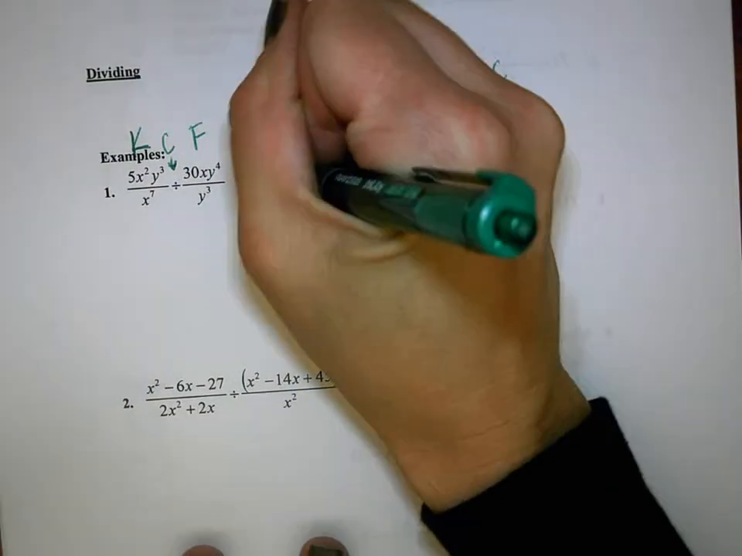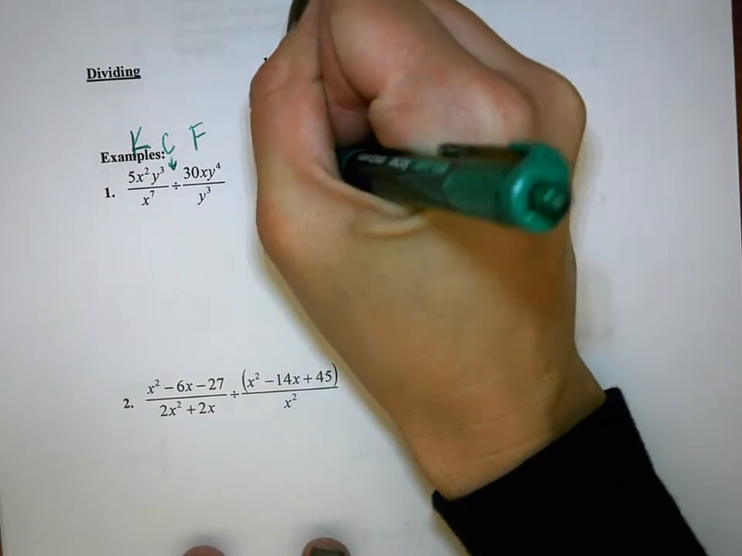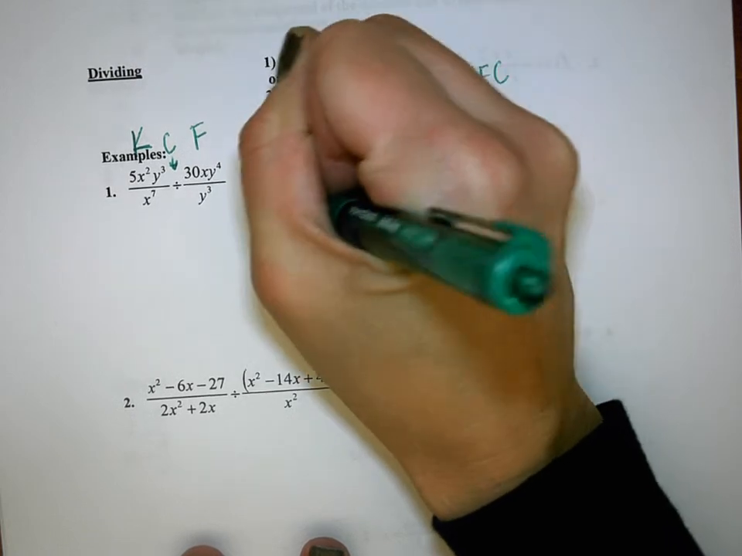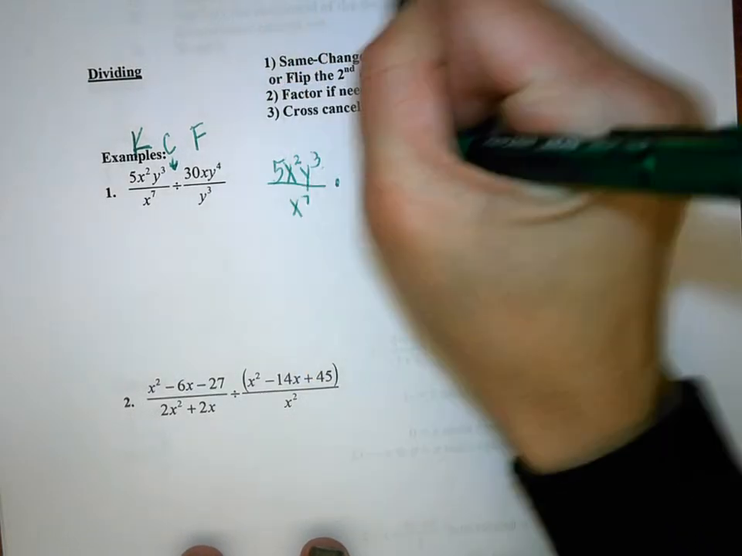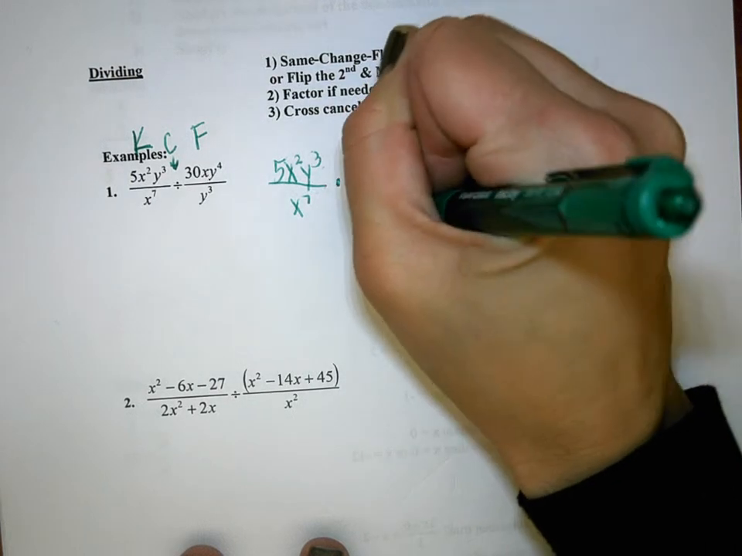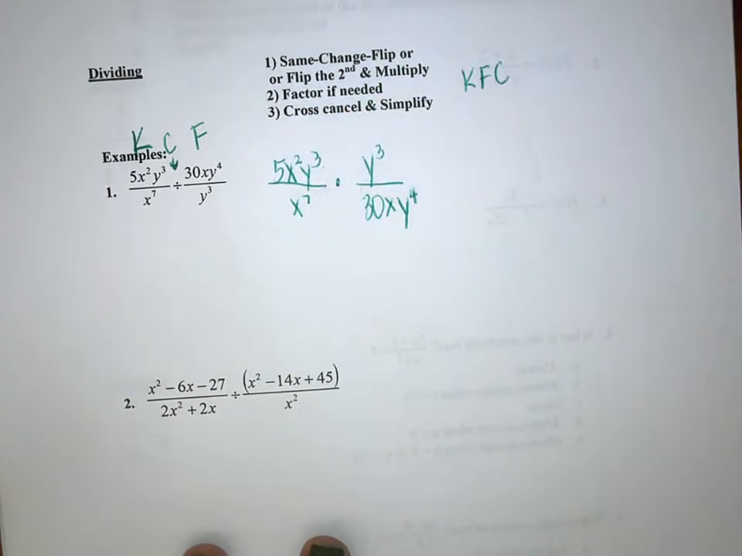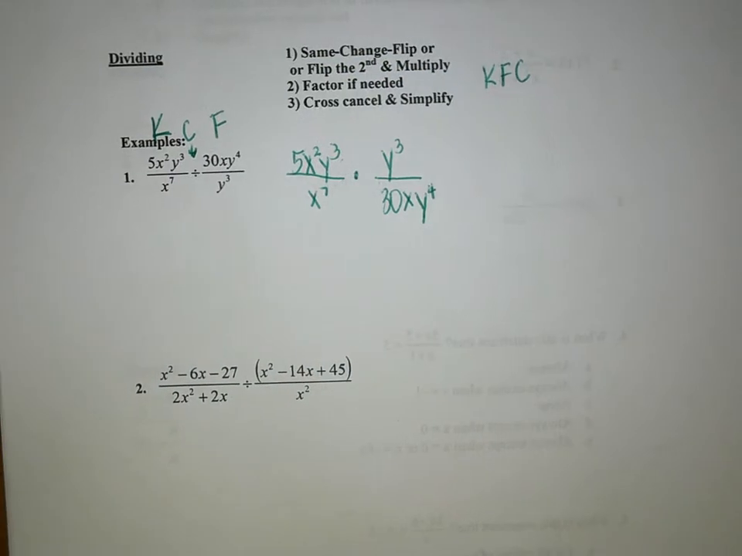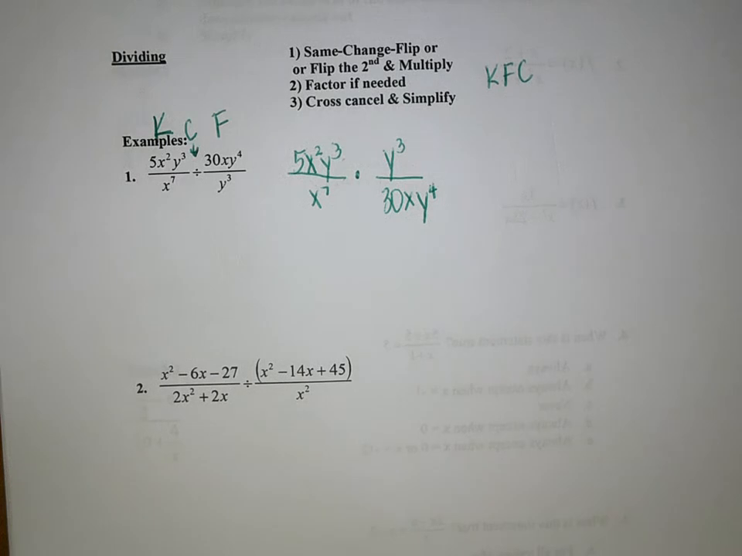So we're going to rewrite this: 5x squared y to the third over x to the seventh, times y to the third over 30x y to the fourth. Is this where you subtract the exponents? Yes, when you reduce, yes.